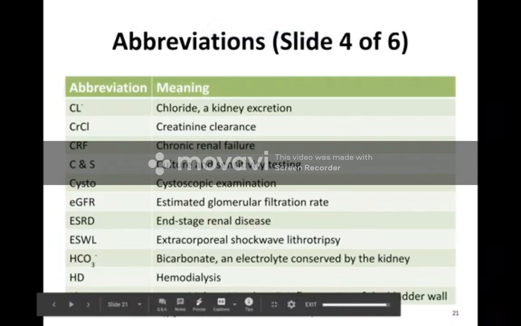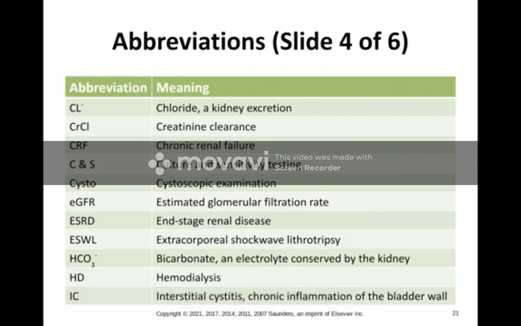Cl stands for chloride, which is a kidney excretion. CrCl stands for creatinine clearance. CRF is chronic renal failure. Remember on the previous slide we had acute renal failure. So remember the difference between chronic and acute would be if something has been present there for 3 months or more, then it goes from being acute to chronic. C&S is culture and sensitivity testing. Cysto is short for cystoscopic exam.